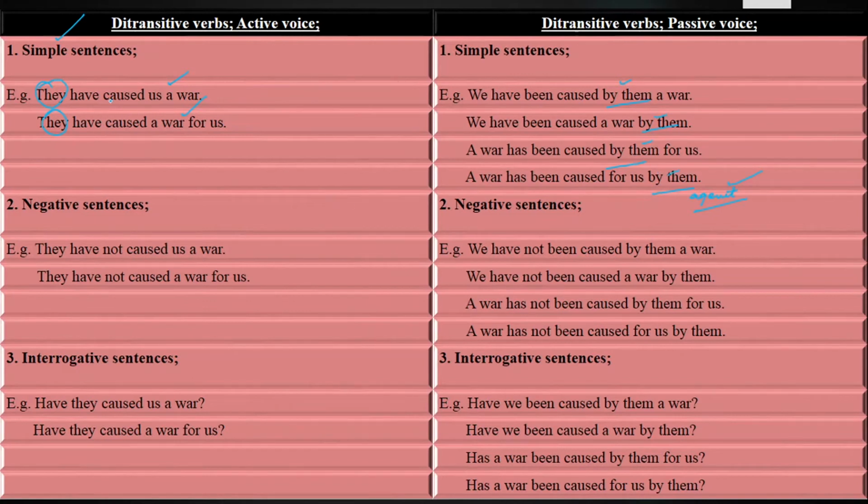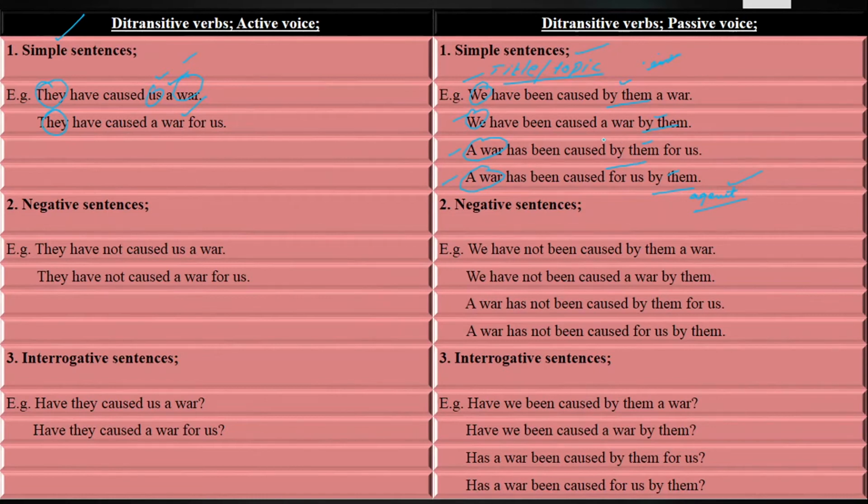Now, they have caused us a war, they have caused a war for us. See, us and war are your objects. When you bring them in the place of the subject, like us you make we, and a war will be called the subject, but keep in your mind it will not be called the doer of an action subject, it will be called the title and topic subject. And what is the title and topic subject? A person, place or thing in a sentence which we are talking about. In the first and second sentences we are talking about a person, in the third and fourth sentences we are talking about a war, meaning the thing.